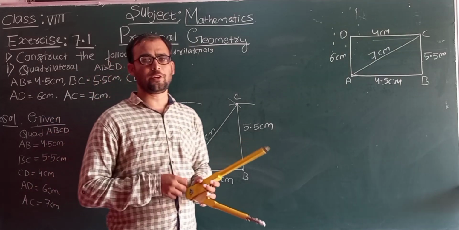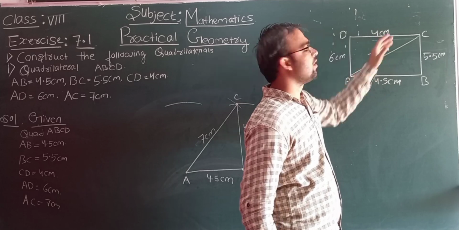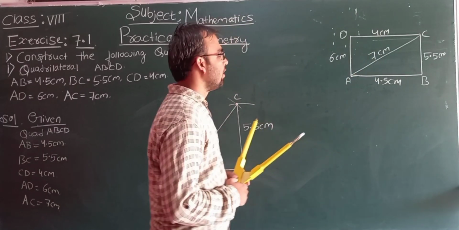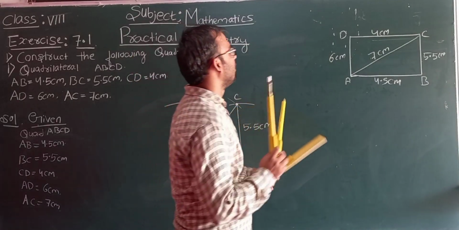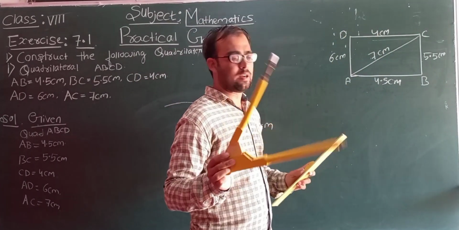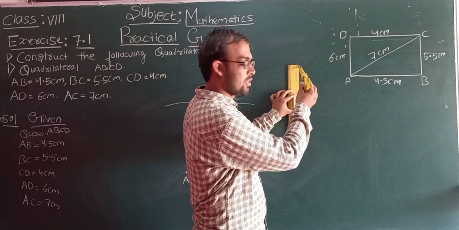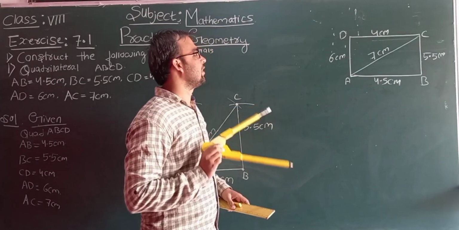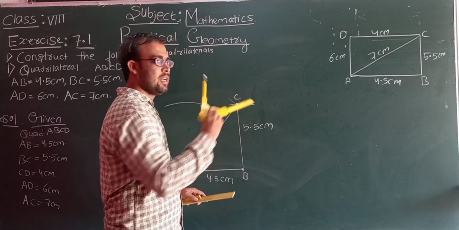Now students, what do we need to do? Look here. DC is how much? DC is 4 centimeter. Now we need to set the compass to 4 centimeter. So take the compass and set it to 4 centimeter. When you set the compass to 4 centimeter, from C draw the arc.